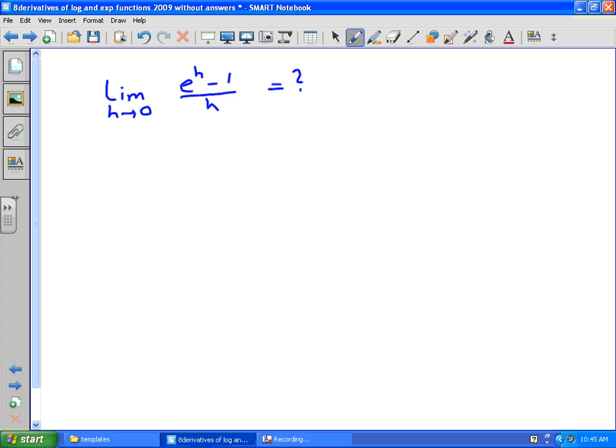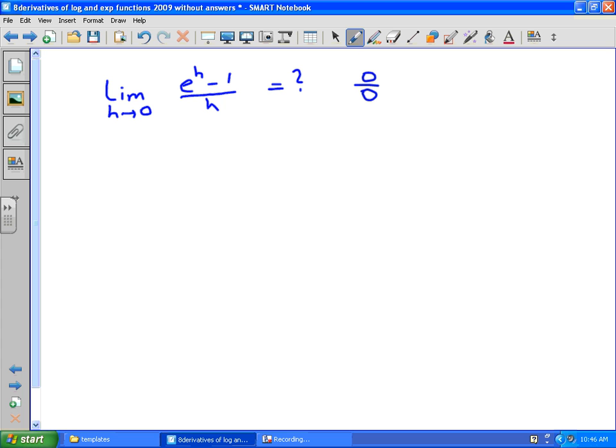Pedro, would you agree with me that if I plug in 0, I'll have e to the 0, which is 1, minus 1, which is 0? And on the bottom, I have 0. So do I have 0 over 0? Okay. So what do we do when we have 0 over 0? We say it's not defined and leave it at that, or do we do something extra? What was 0 over 0 called, guys? Indeterminate.